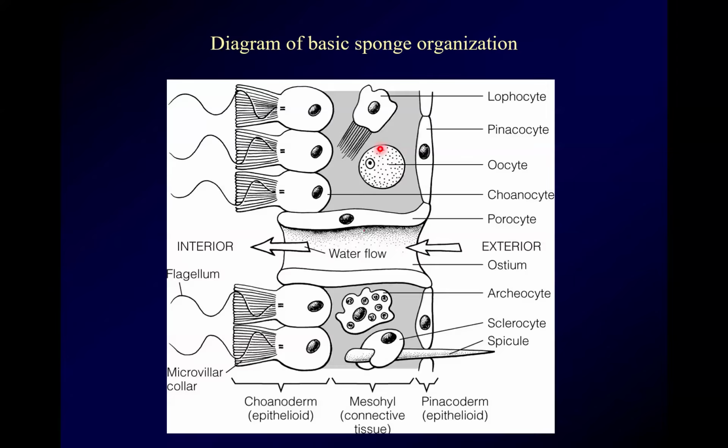There's an egg cell developing in the mesohyl. Here we've got a lophocyte secreting fibers. And right here is one of these archaeocytes that can pick up phagocytized food particles from the choanocytes and pass them to other cells in the body. So archaeocytes do a lot of the work that in you would be done by the circulatory system. They are transporters of food.